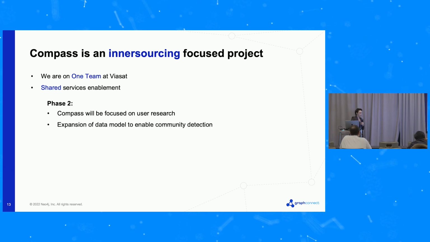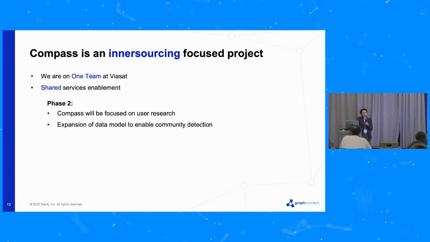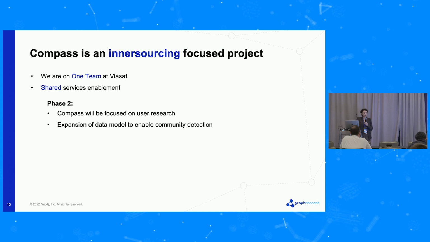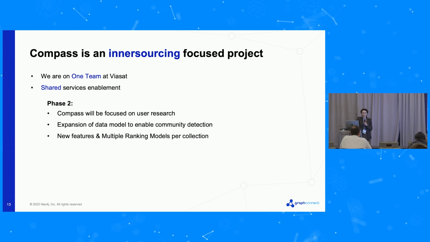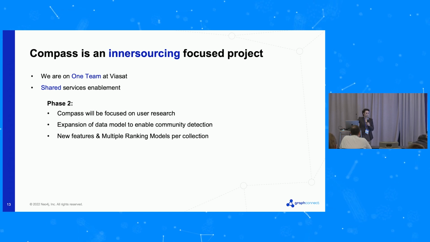So we want to expand our data model, and we want to enable things like community detection, such that we can provide more relevant results for every person based on what community they're in. It would also help with onboarding, for example. We wanted to look at new features we can leverage in our content, and potentially look into doing multiple ranking models to further enhance that relevancy.